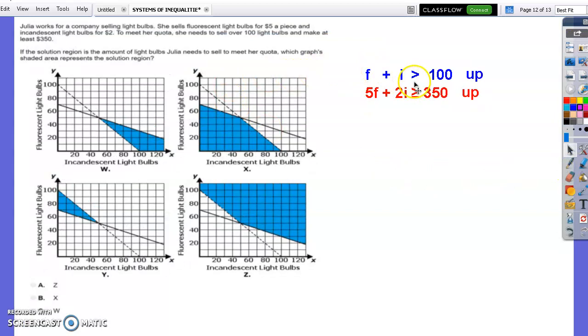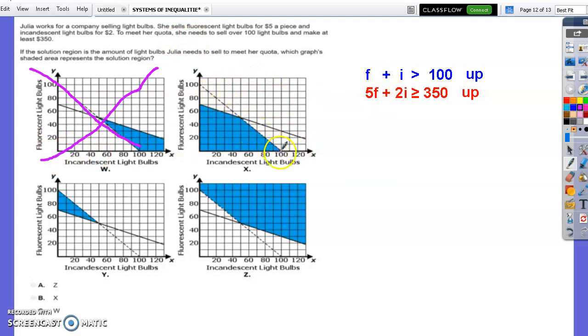So our dashed line, we're shading above it. So here's our dashed line, and here's our shading. Our shading is above our dashed line. So that works for our blue inequality. Our solid line, or our red, should be shaded above. But if you put your right hand over it, it's shaded below. So this first graph does not represent this system.